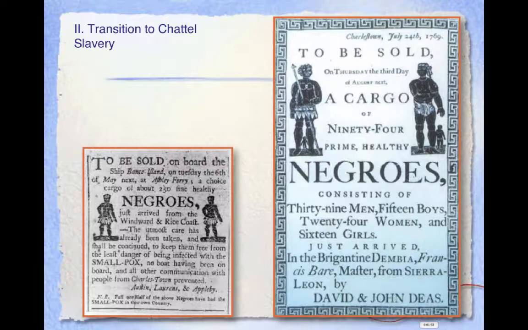Chattel slavery is very different. In this new form of labor, the slave is simply a piece of property. They are chattel. And as with other forms of property, the owner possesses all rights. A chattel slave was like an ox or a plow. The transition to chattel slavery is closely related to labor unrest on plantations.